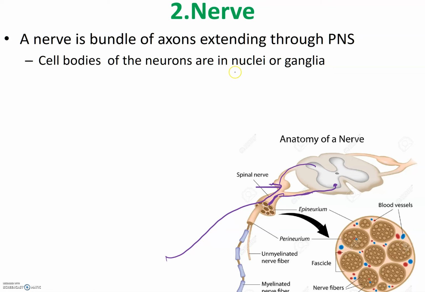Now the cell bodies can be in nuclei. So we have our anterior horn right here, and you have the cell bodies there, or you have the cell bodies in this ganglion right here.